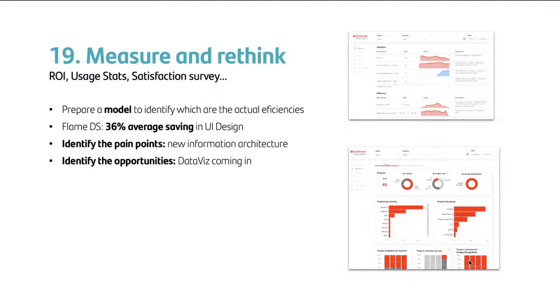Thanks to that, we have identified that we are saving around 36% of hours in UI design. And also, we are launching a usage and satisfaction survey. And with that survey, for example, we identified that as the design system was growing and growing and growing, the findability of the components was becoming quite hard. So we identified that, and we created a new information architecture.